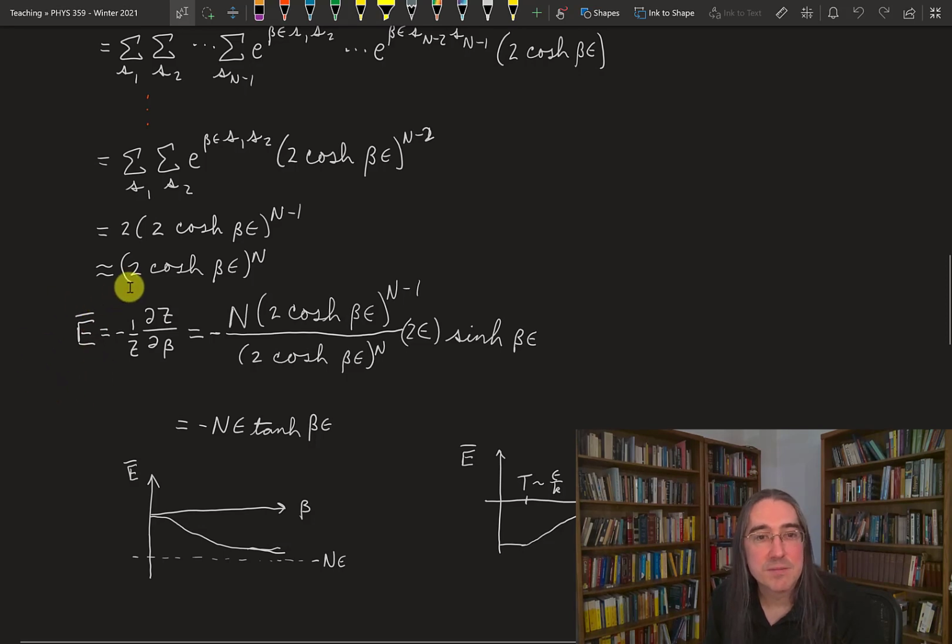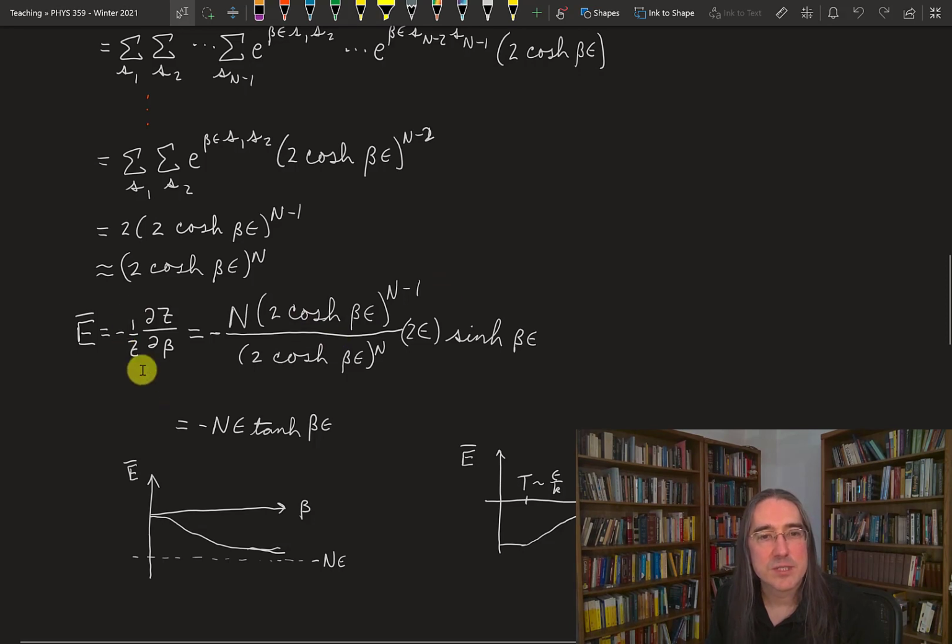Okay, so average energy. This is 1 over Z dZ d beta. Take our result here, right? Take the derivative with respect to beta. The n pops out front. This is raised to the n minus 1. And then we need to multiply by the derivative of the stuff inside. It's a derivative with respect to beta, so the epsilon pops out front. We've got 2 epsilon. Derivative of cosh is sinh beta epsilon. Remember, hyperbolic functions are actually slightly nicer than trig functions because you don't have to remember, oh, when do I pick up a minus sign when I'm taking derivatives? Derivative of cosh is sinh, derivative of sinh is cosh.